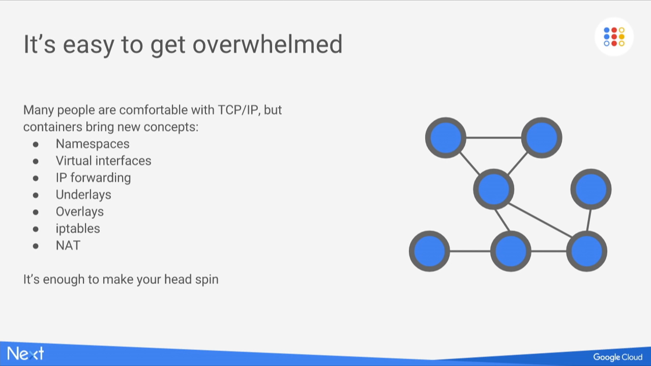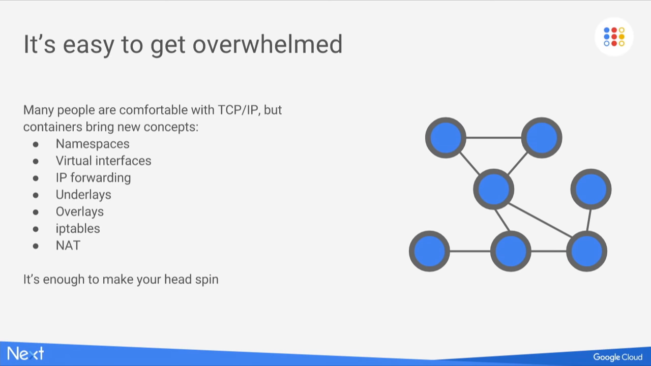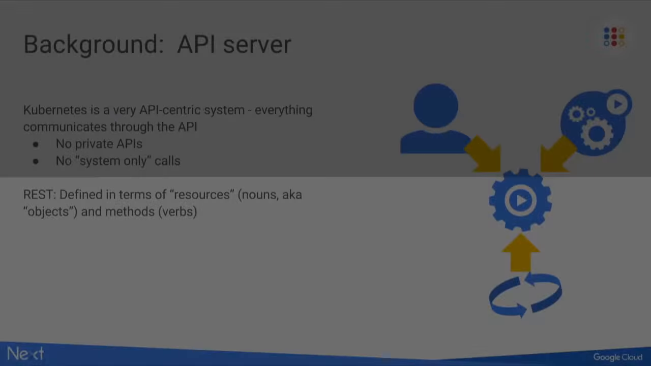It's really easy to get overwhelmed when we talk about Kubernetes. There's a lot of new terms. Everybody here is probably familiar with basic TCP/IP networking, and we're going to build on that knowledge, but there's a lot of new concepts that we need to bring in, things like namespaces and virtual interfaces and forwarding and IP tables. We are going to demystify that today for you, I hope.